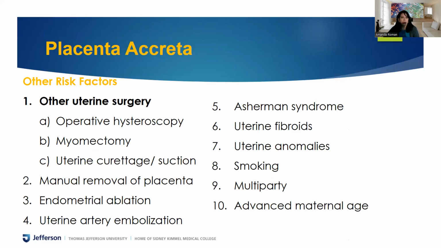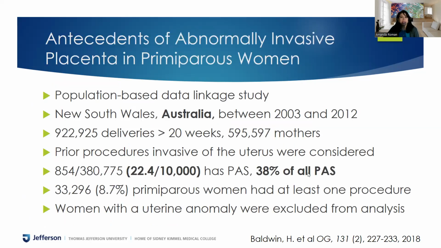Now, what are other risk factors for placenta accreta? So we have other uterine surgeries: hysteroscopy, myomectomy, D&C, manual removal of the placenta, endometrial ablation, uterine artery embolization, and other miscellaneous ones. So let's review one by one. So I wonder, how am I going to evaluate if all of them had C-section?